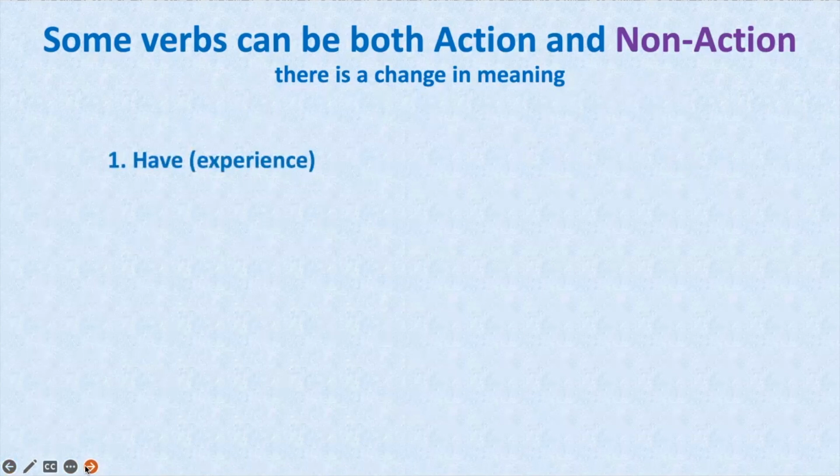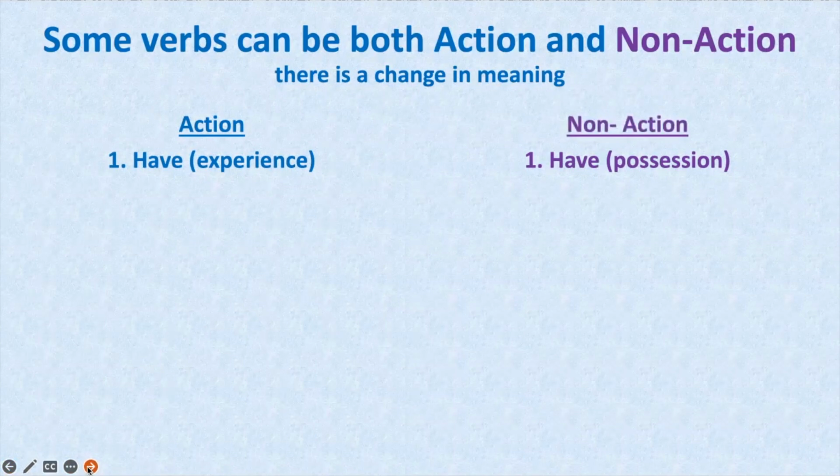However, the good news is that there is a change in meaning. The first verb we are going to discuss is the verb have. Have becomes action when it means experience. When we use have in the meaning of possession, it is a non-action verb. For example, I am having lunch right now. In this sentence, have lunch means experience of having food. I can also say I'm eating lunch right now. So it's an action verb here.